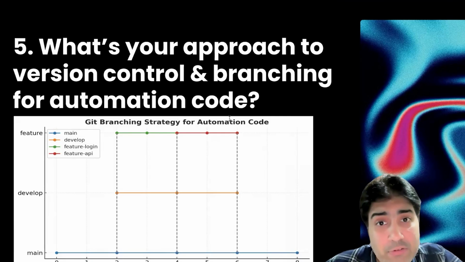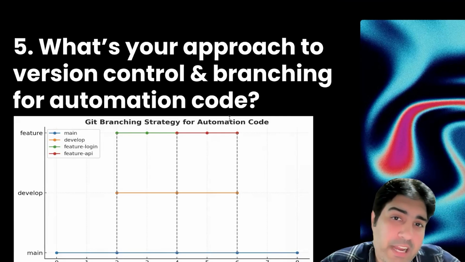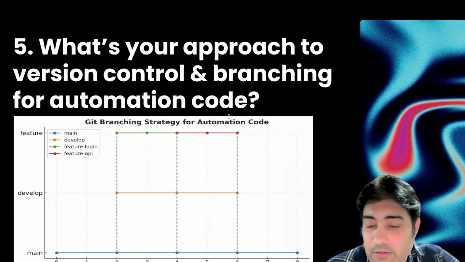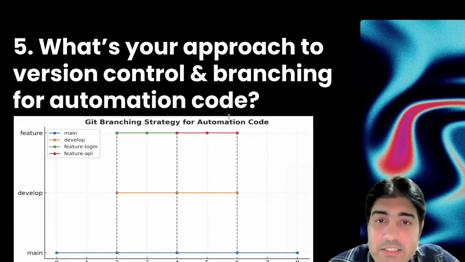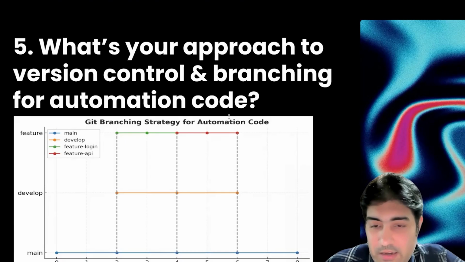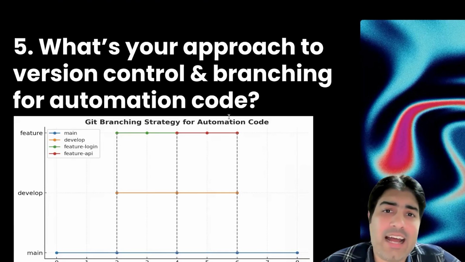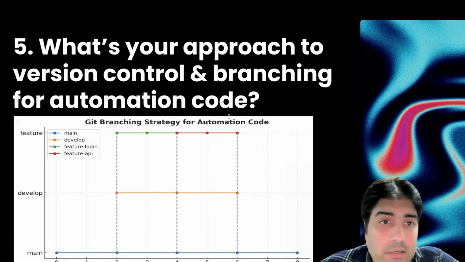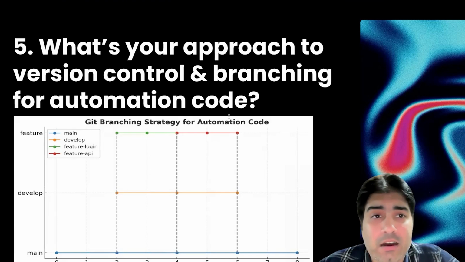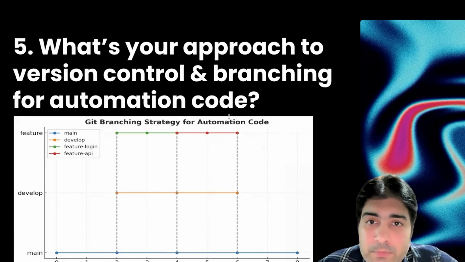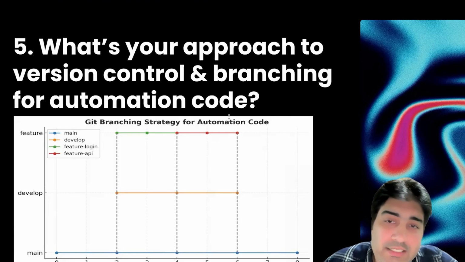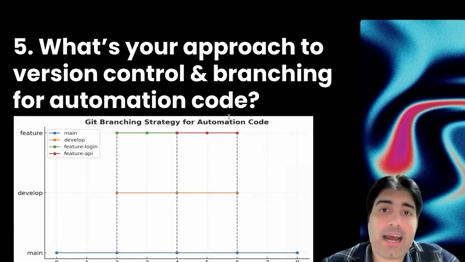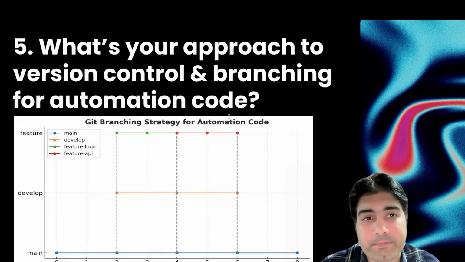Second, pull request templates. We have a PR checklist for automation code, including test naming convention, the DRY, don't repeat yourself principle check, various other principles, and screenshot video verification for UI flows. Third, code reviews with at least one other SDET, like a peer review. This catches locator brittleness, framework anti-patterns, and missing edge cases early on.